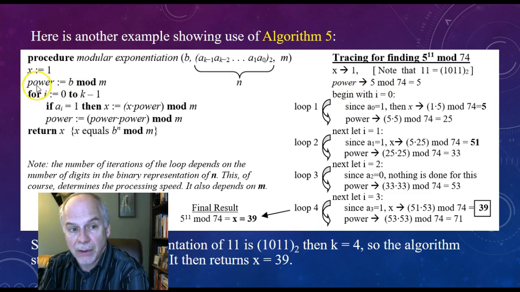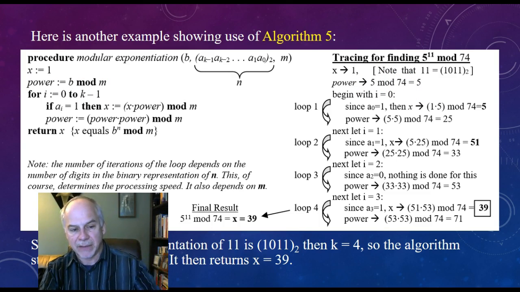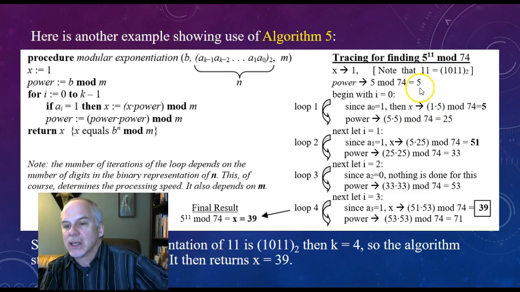So the first thing the algorithm does, as you see in the procedure here, is set the power equal to the base mod m. Now 5 mod 74, well, when you divide 5 by 74, you get a quotient of 0, but a remainder of 5, because 5 isn't even over 74, so the remainder is 5.